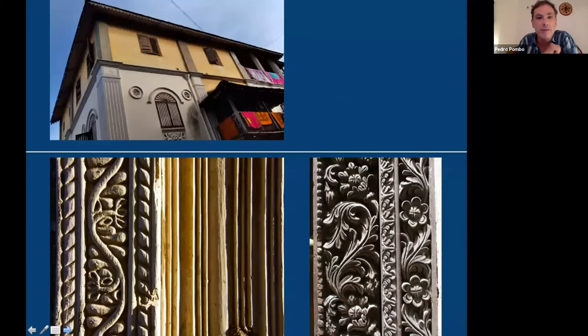This is another very curious example. The picture on the top is a house built by a Goan family at the beginning of the 20th century. And it's the only house in Zanzibar that has this window, which doesn't have glass, but uses oyster shell, which is a very typical window in Goan architecture.